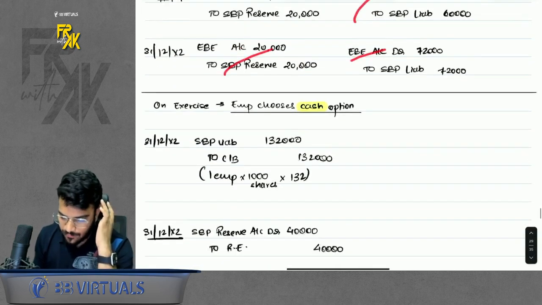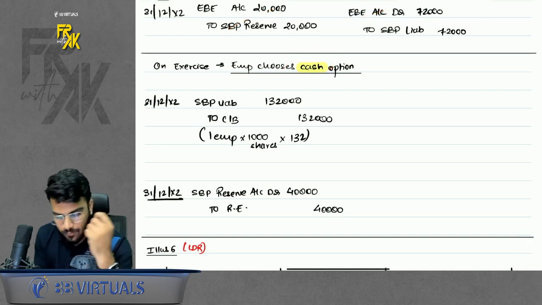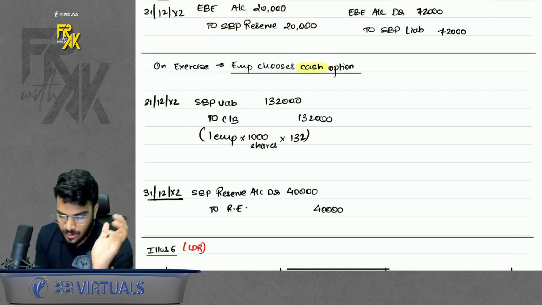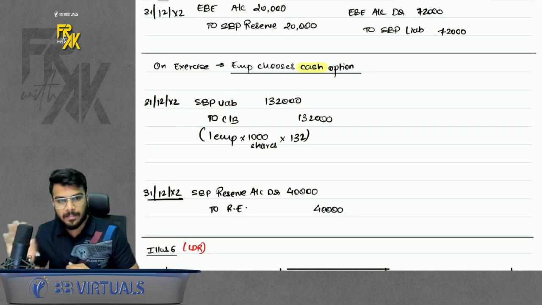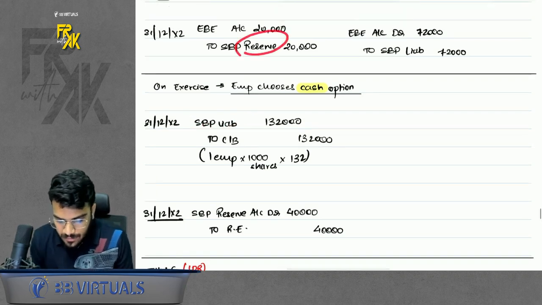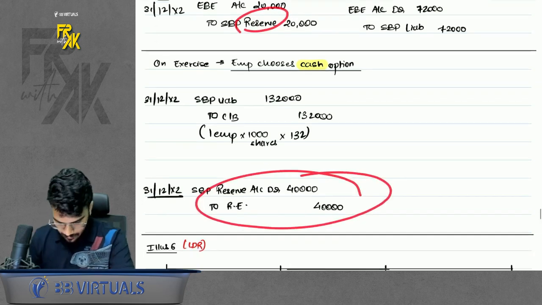If the employee chooses the cash option, what to do? You will reverse the liability and give the cash, because we have made the full provision for cash. So make the payment of cash. Whatever is the balance of reserve will get transferred to retained earnings. Simple. Is this clear to everyone?